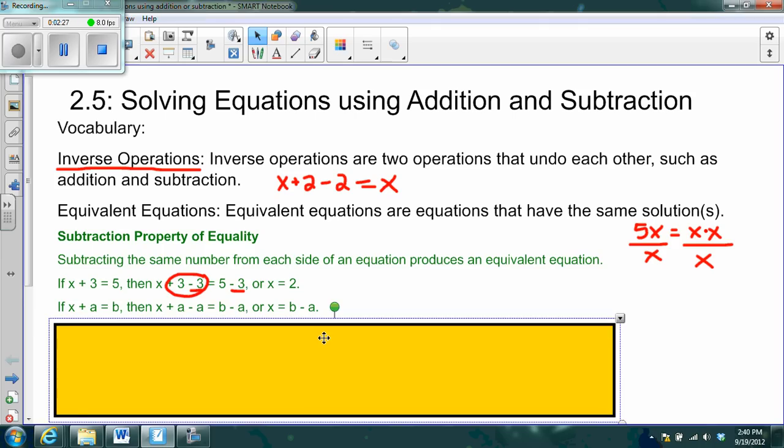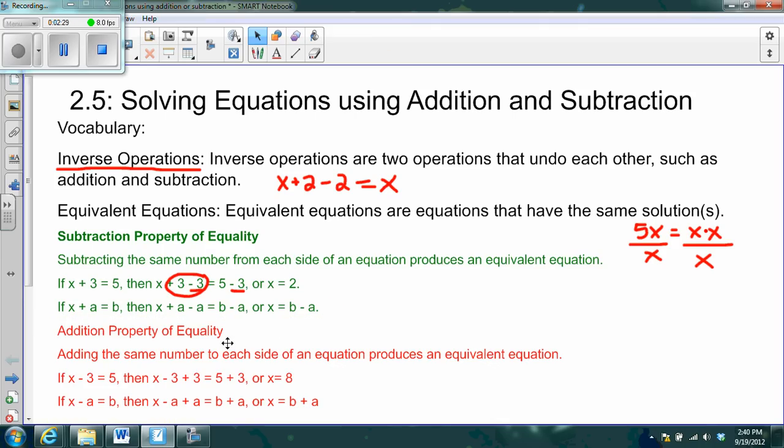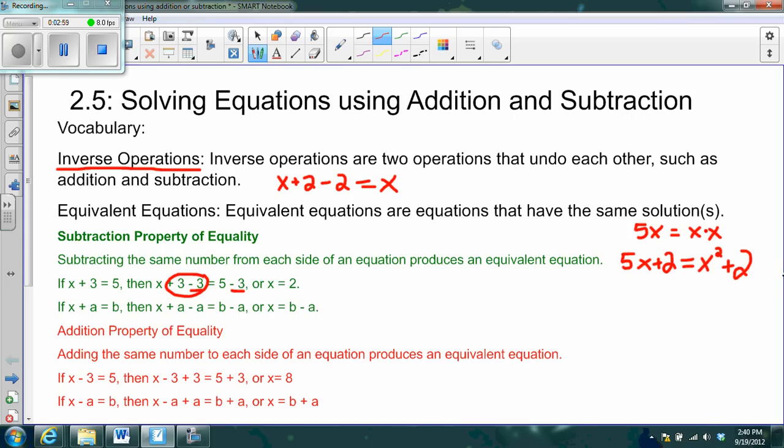So that's the subtraction property of equality, and it's used to cancel out by using the inverse operation of addition, which is subtraction. Then the alternative is the addition property of equality. If we add the same number to each side of an equation, then we produce an equivalent equation. So actually my example up here wasn't great. That's what we're going to get to in the next section. But if we add the same number to both sides, so 5x plus 2 equals x squared plus 2, as long as whatever we're doing happens on both sides, it's going to be true.